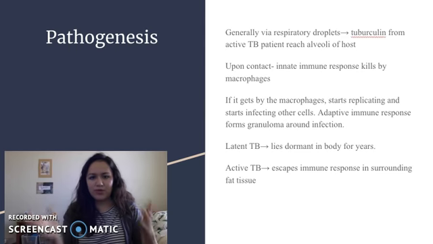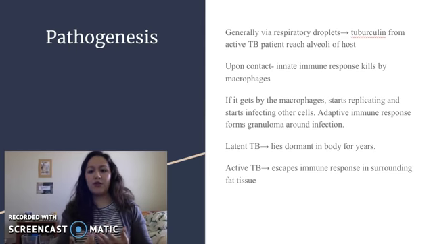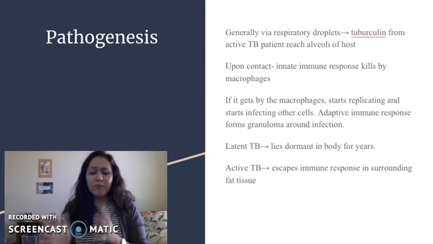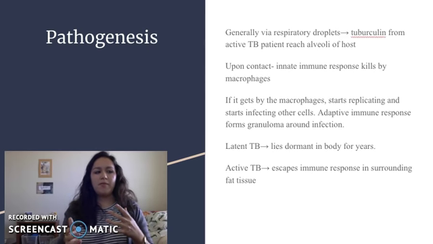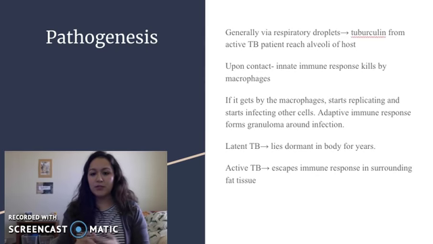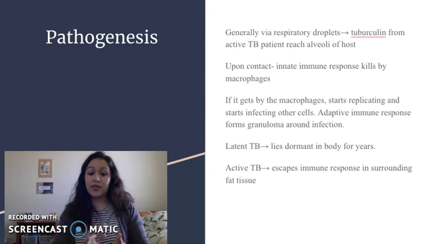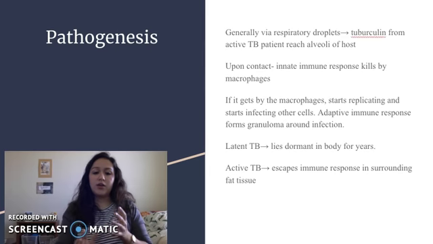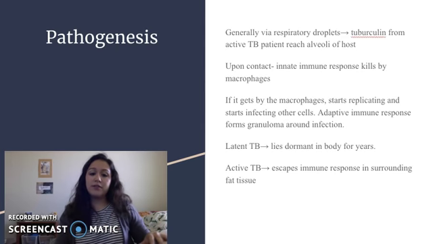Now, multiple things happen once it gets through to the alveoli. So the first thing is that your innate immune response attacks it via macrophages. But if it gets by the macrophages, then it starts replicating and starts infecting other cells. And then that's when your adaptive immune response forms a granuloma around the infection. So what happens at that point is that it can become latent. So it can lie dormant in your body for years, and it could spark up again later on, like if you become immunocompromised. Or what can happen is once that granuloma forms, it can actually become an active TB because it can escape that immune response, that granuloma, in surrounding fat tissue.